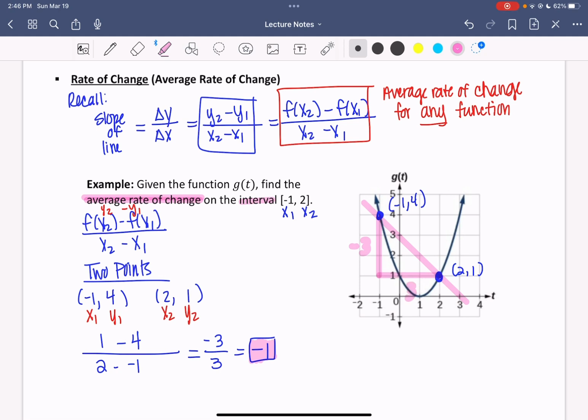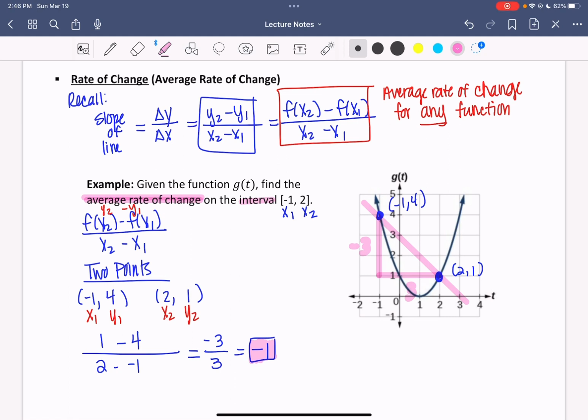So we're not just creating a linear function like we did in earlier sections. Now when we're looking at average rate of change, we can find the change between any two x values, no matter the curve. Now with that one, we were able to read the graph and get those y values.